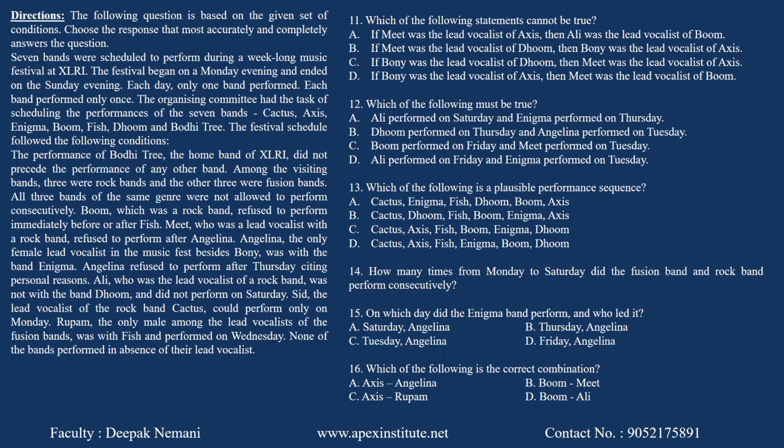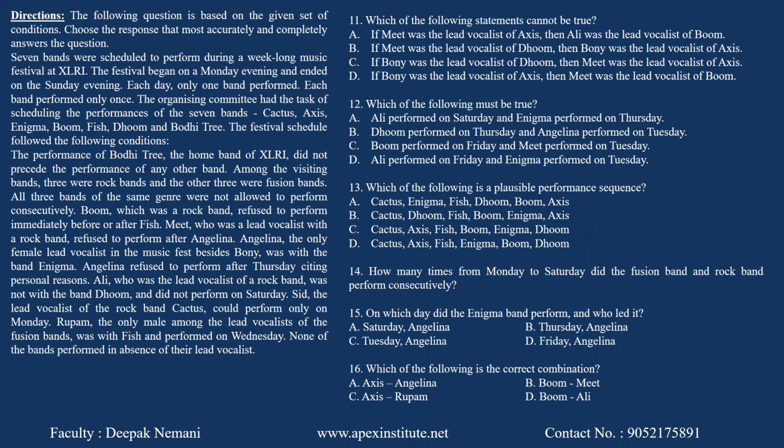Now moving to next set. Now the following question is based on given set of conditions. So you have 7 bands who are scheduled to perform during a week-long music festival at XLRI. The festival began on Monday evening and ended on Sunday. So Monday to Sunday, each day only one band performed. Each band performed only once.